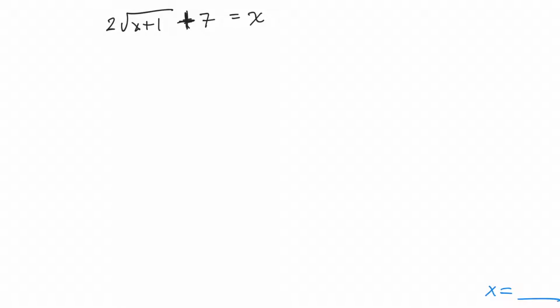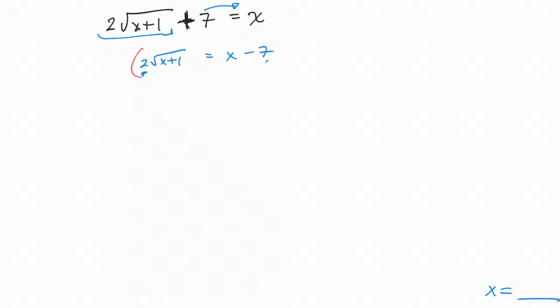But when I have a radical involved, I first want to isolate that radical. So I have to get the 7 moved to the other side. So I'm going to have 2 root x plus 1 is equal to x minus 7. Now that I have a radical isolated, I could at this point divide by this 2 to get the radical totally isolated. But if I do that on the right side, I'm going to get fractions. And so I think I'll just leave the 2 where it's at.